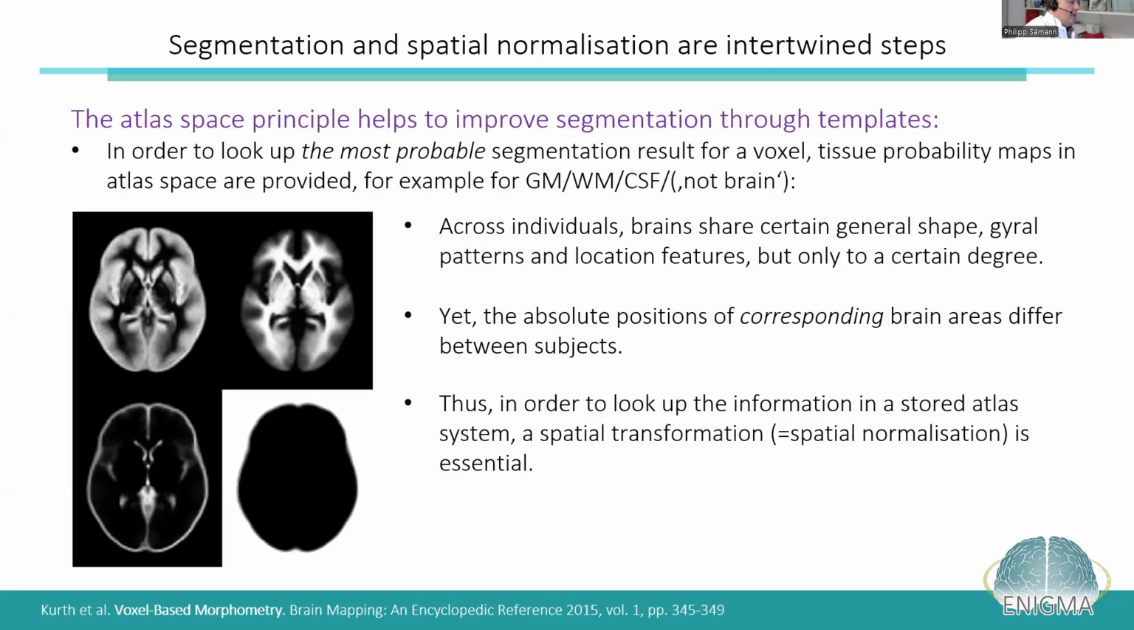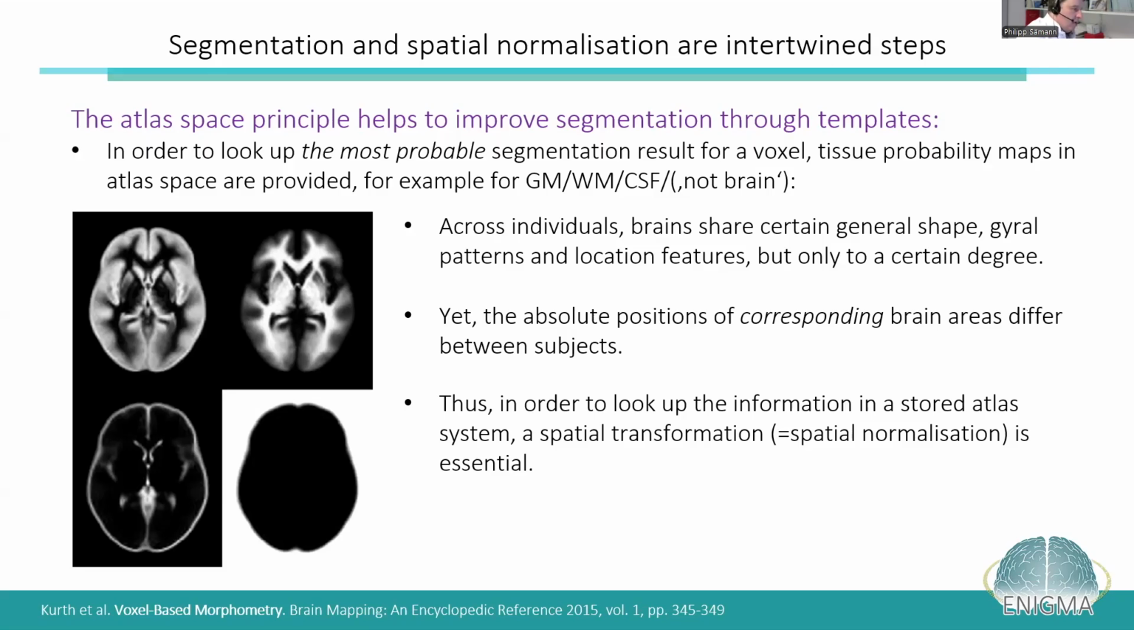Now, the general idea is that having a norm space or atlas space can help you to improve the standardization of anatomical information and help you to improve segmentation. So in order to look up the most probable segmentation result for a voxel, so-called tissue probability maps in a normative space are provided. In this example here for four tissue classes, for example, gray matter, white matter, CSF, and non-brain areas.